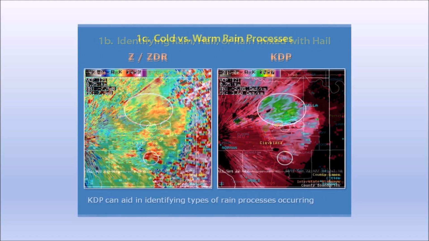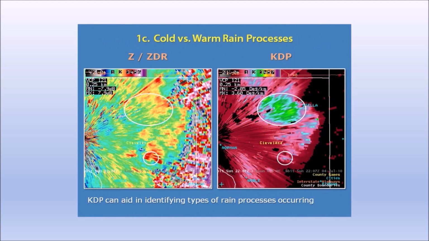Remember there was heavy rain occurring to the north and not as much rain occurring to the south based on the KDP values, despite there being similar reflectivity values. The two areas we will take a look at here are defined by these white circles. If we look at ZDR, the northern area has ZDR values around 1.5 to 2.5 decibels. Down south, the ZDR values are approaching 3 decibels.